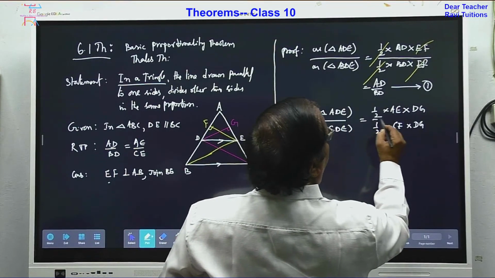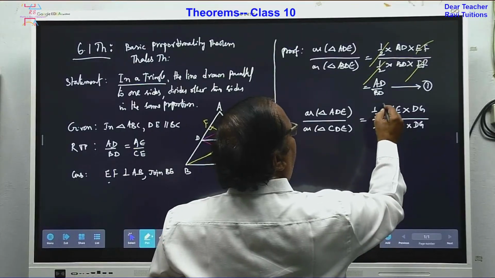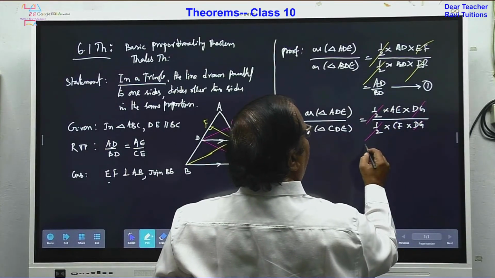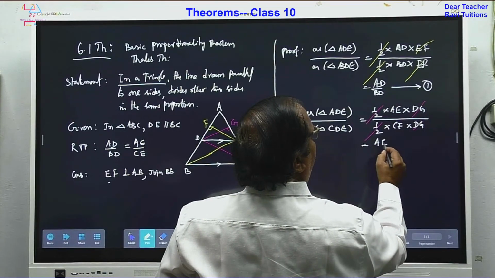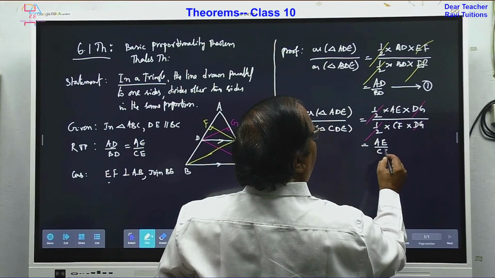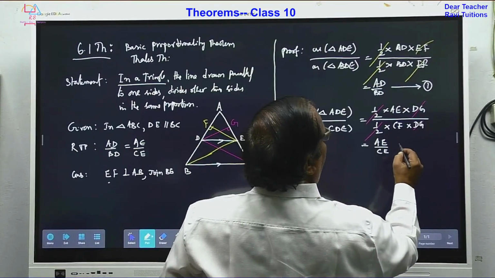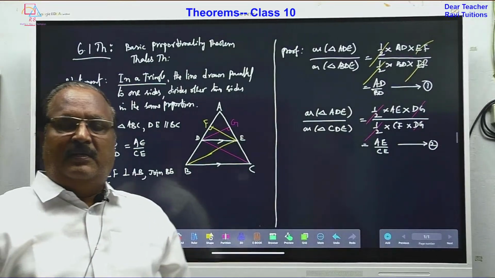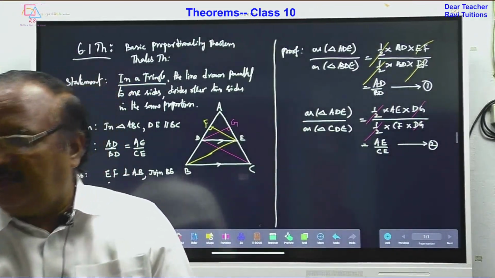Okay. So then what happened? Half will get cancelled. DG will get cancelled. So then what happened? AE by CE. Let us name it as 2 equations. So 2 equations.